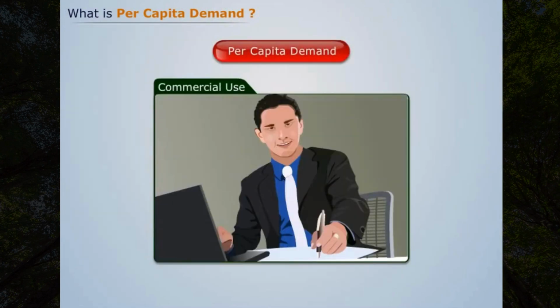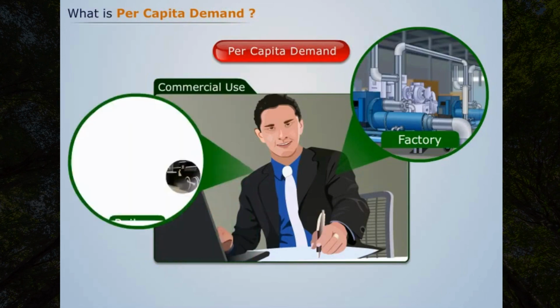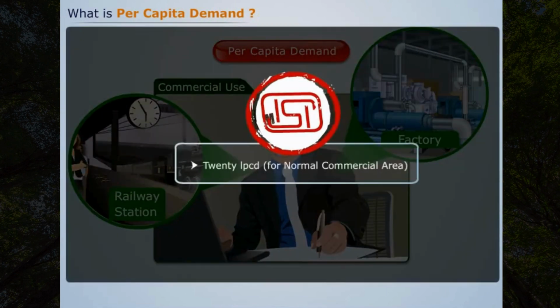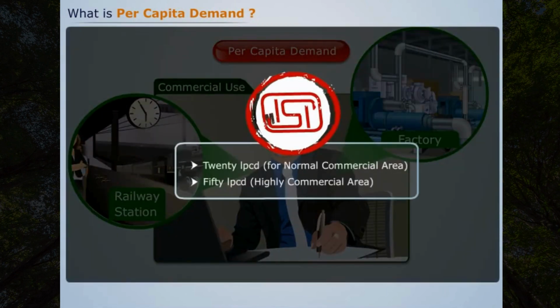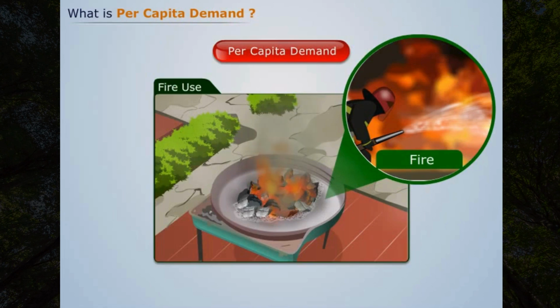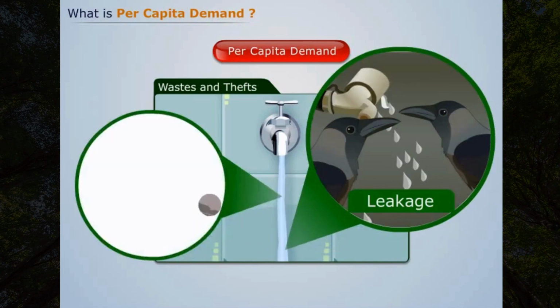Now let us discuss commercial use. Water requirement for institutions, hotels, factories, colleges, railway stations. As per IS, 20 LPCD for normal commercial area, 50 LPCD for highly commercial area. Fire use. In populated or industrial areas, fires generally break out and may lead to serious problems. Now we'll discuss losses of water, that is, thefts and wastes. This includes the water lost in leakage and stolen water.